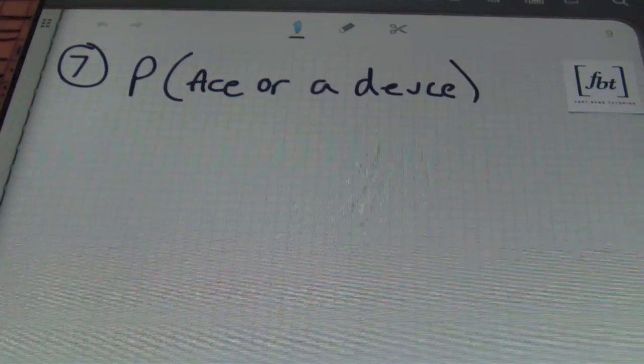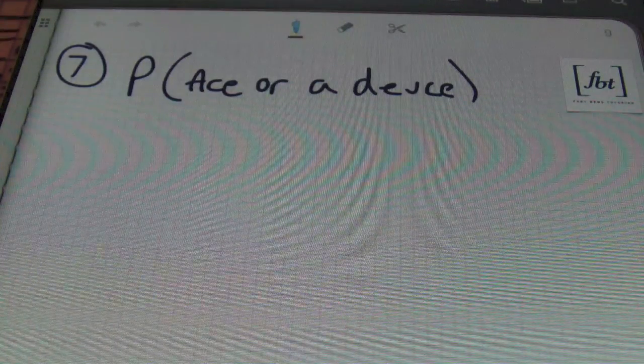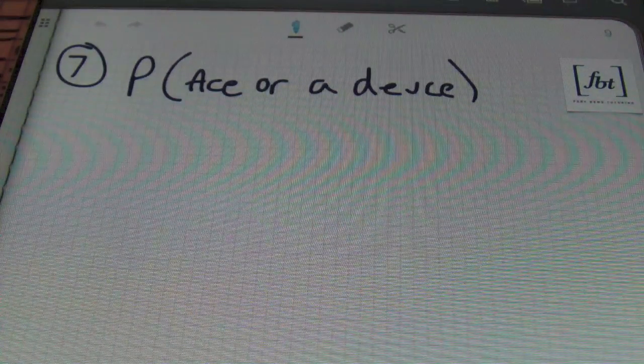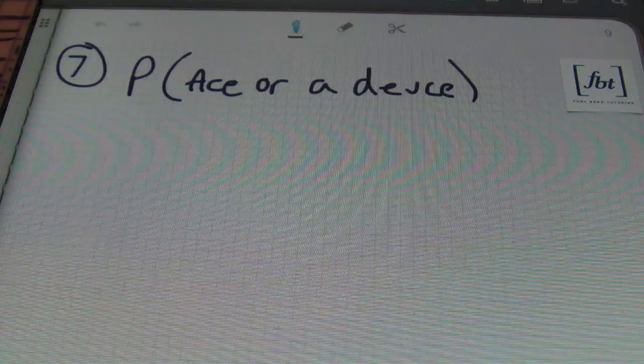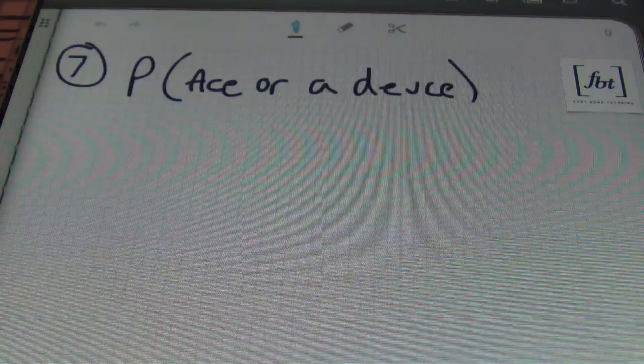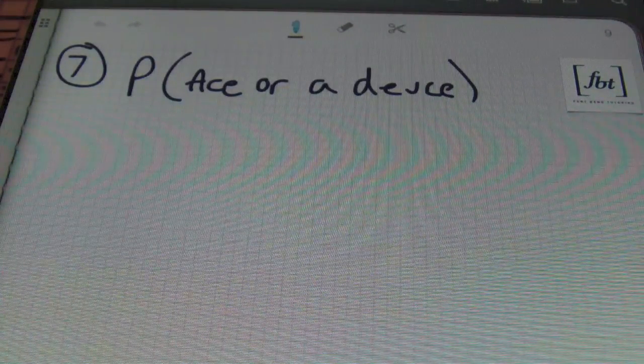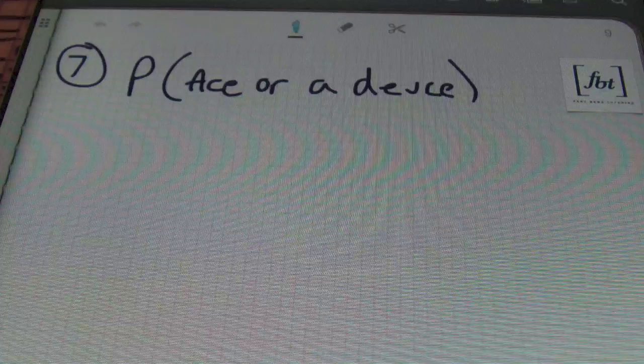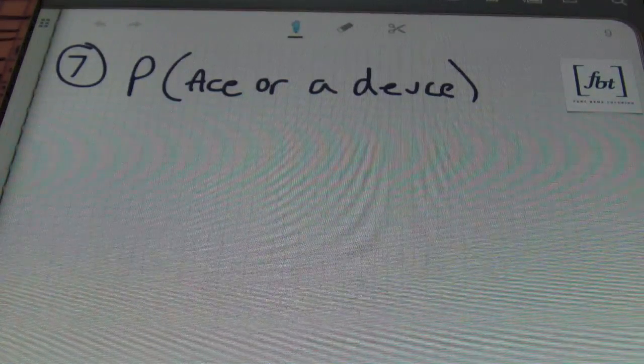Problem number 7. We want to find the probability of getting an ace or a deuce. Now, a deuce, ladies and gentlemen, is simply the number 2. So if you ever see the word deuce in a probability problem that deals with a deck of cards, they're simply talking about the number 2.